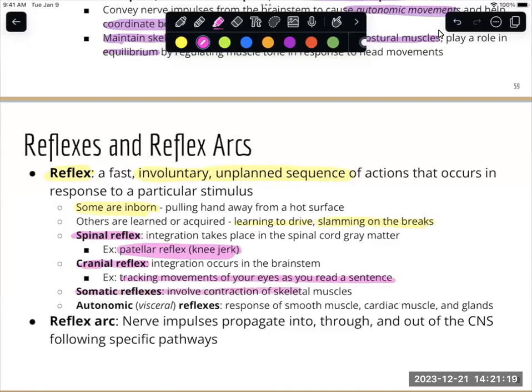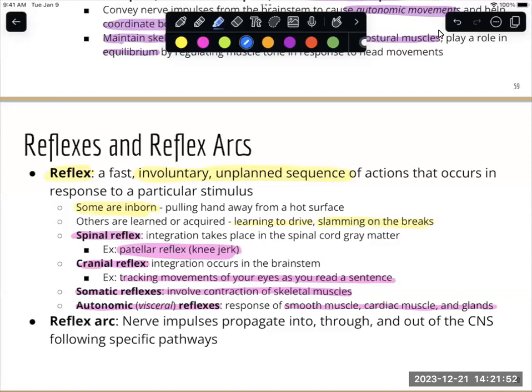Somatic involves your skeletal muscles because somatic means muscle. And autonomic is going to be smooth muscle, cardiac muscle, or glands. We only have one reliable autonomic reflex in our body. And that would be when you shine a bright light in somebody's eye and the pupil of their eye constricts, gets smaller. That is an autonomic reflex. That is the only reliable autonomic reflex that we can actually check.